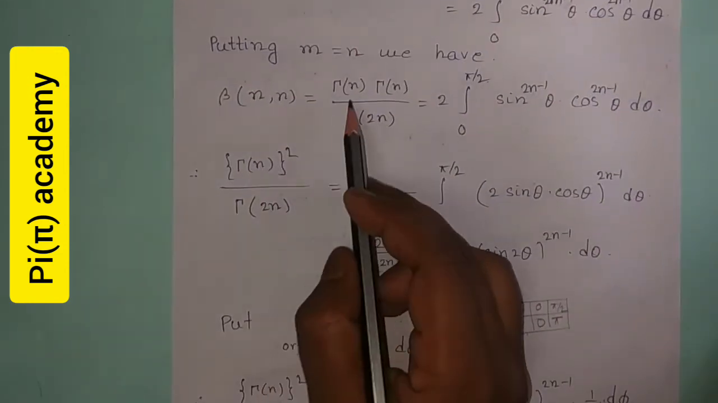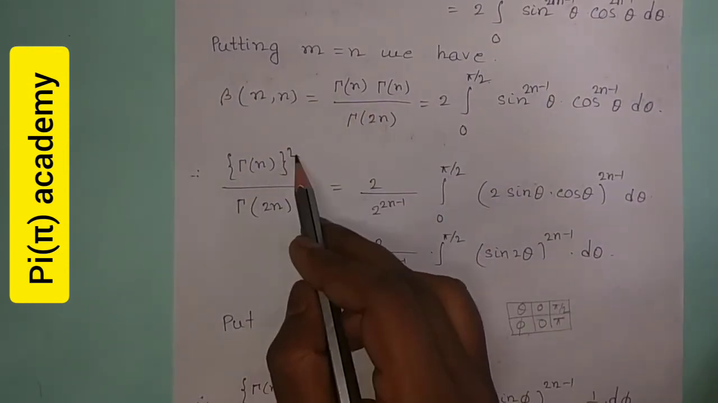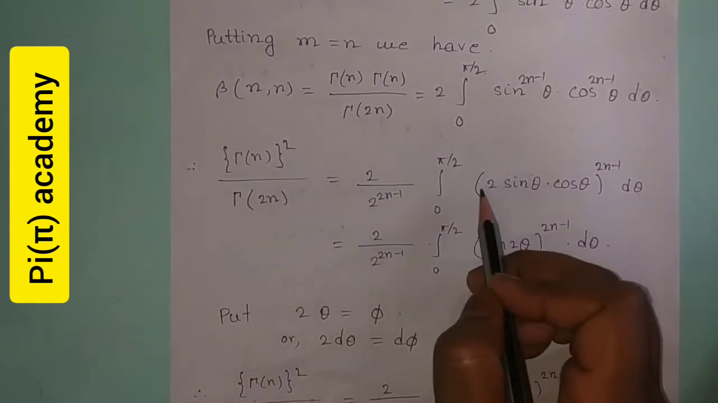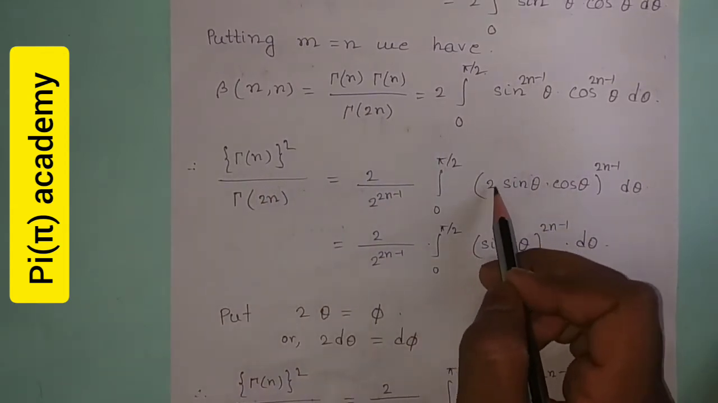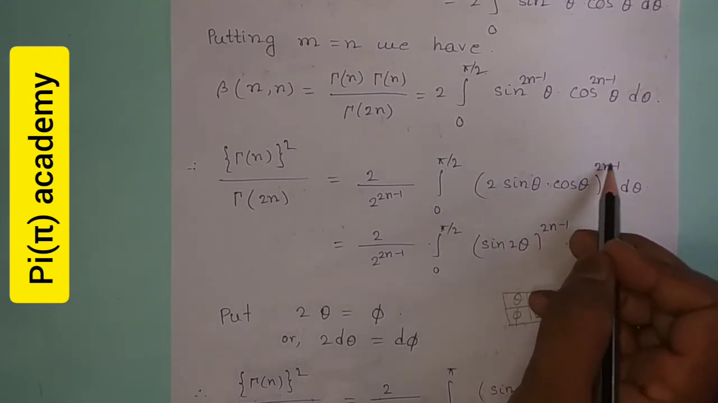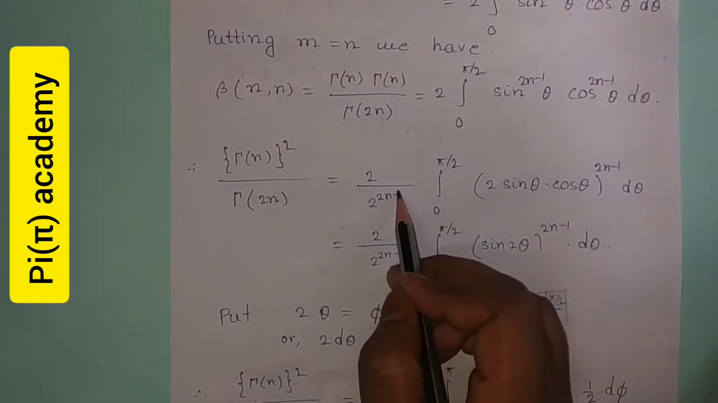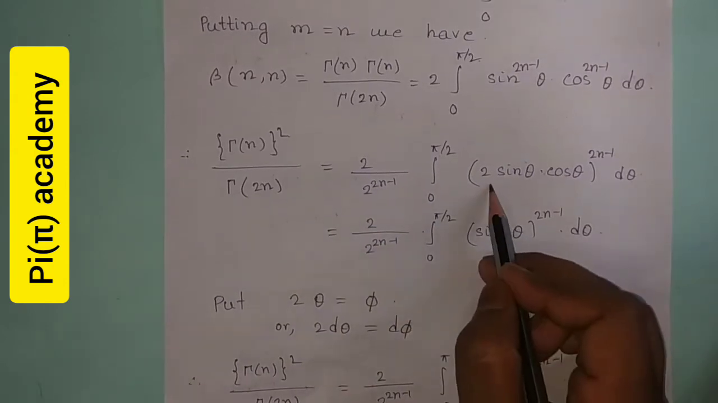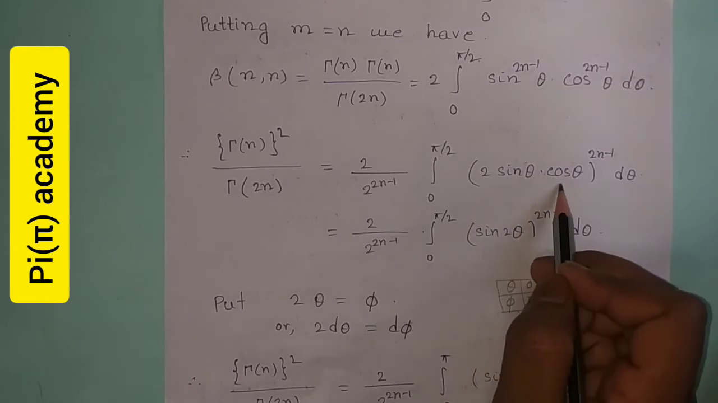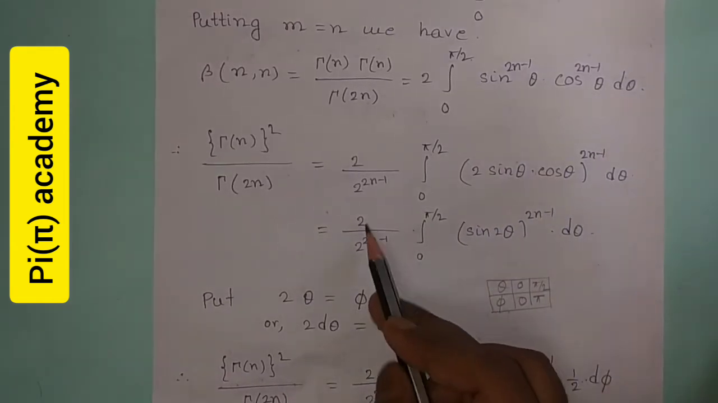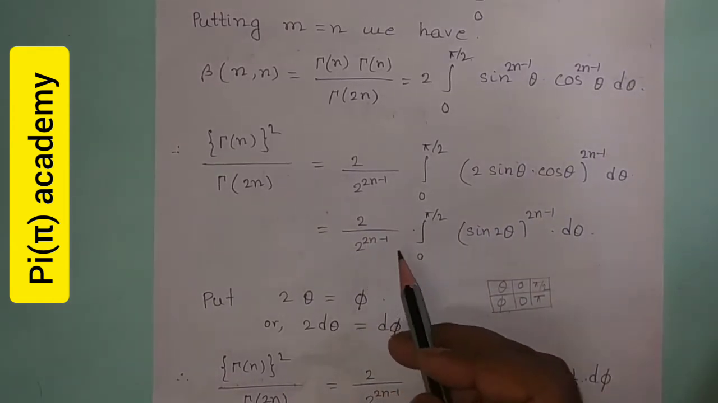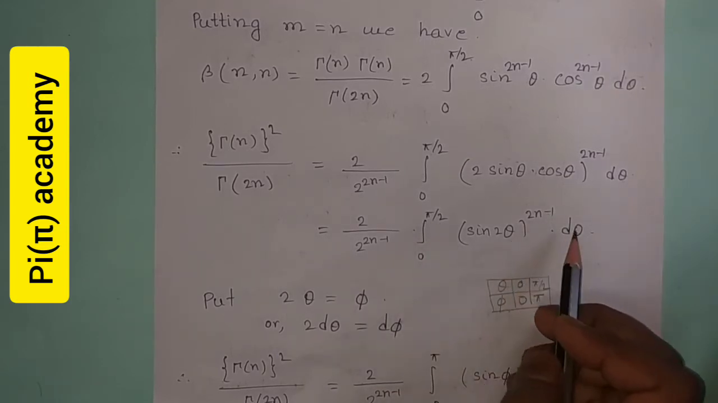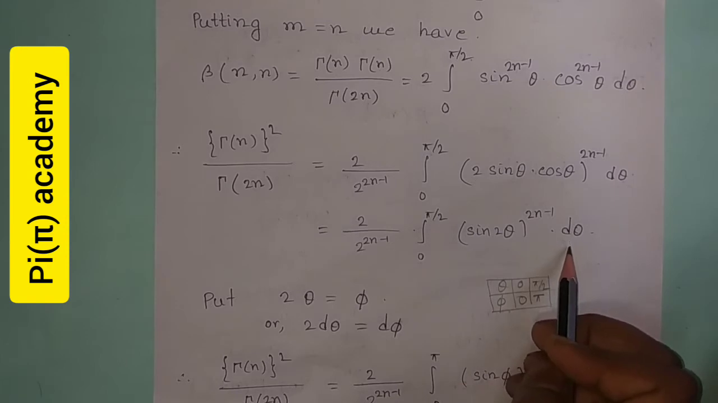Therefore, here is gamma n into gamma n, that is gamma n whole square divided by gamma 2n, and this also, to adjust these two, that is 2 sine theta cos theta whole to the power 2n minus 1, we adjust by this 2 to the power 2n minus 1, and this is the formula of sine 2 theta. Therefore 2 divided by 2 to the power 2n minus 1 into integral 0 to pi by 2 sine 2 theta whole to the power 2n minus 1 into d theta.